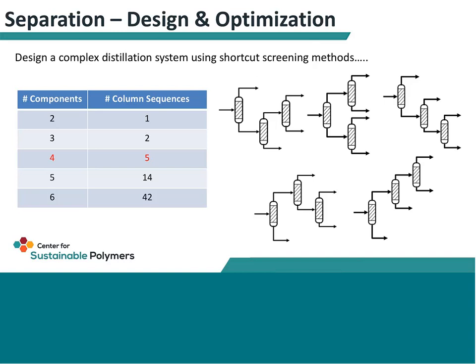So how do we possibly approach a problem this big? Well, what we can do is use shortcut screening methods to find column sequences which are just completely unrealistic and throw those out very quickly, and very quickly on a spreadsheet get down to maybe 4 to 5 sequences of distillation columns which are somewhat manageable.